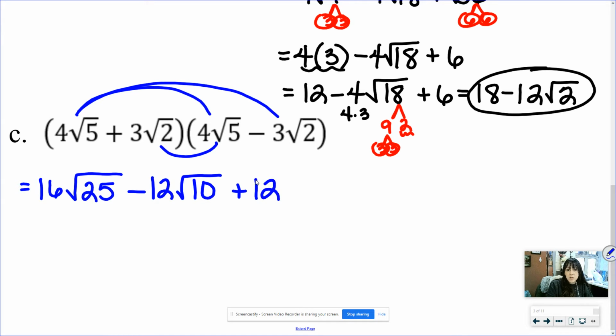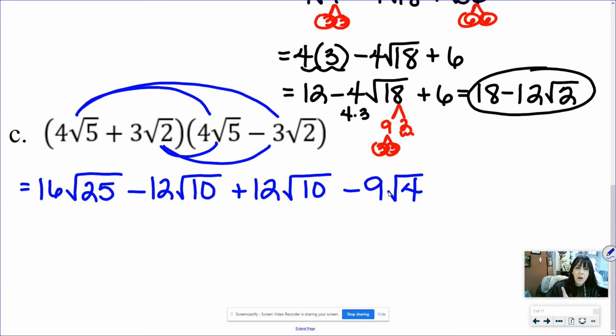4 times 3 again is 12. 5 times 2 again gives you 10. And then the last step is 3 times 3 is 9, and 2 times 2 is 4. Now, one thing I want to point out to you before I move on.